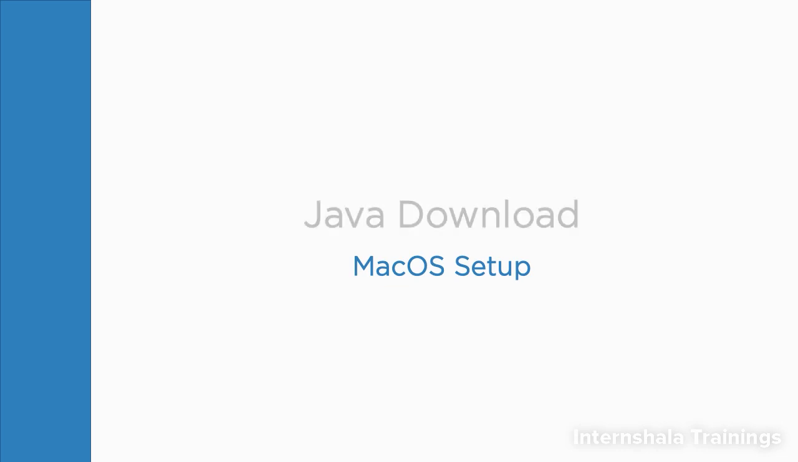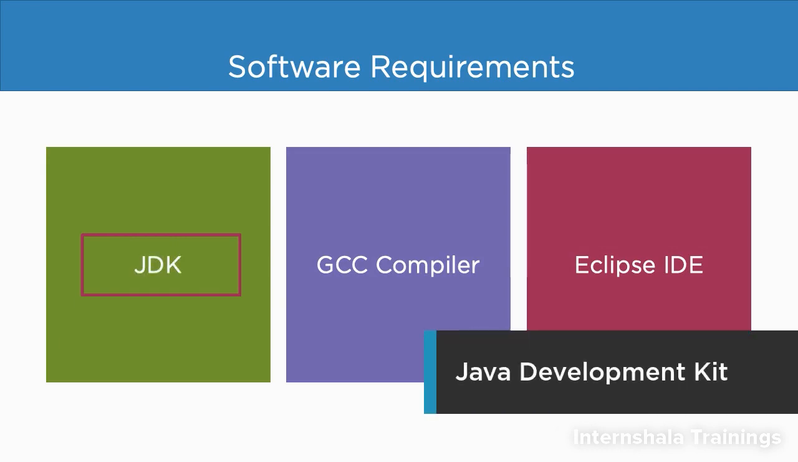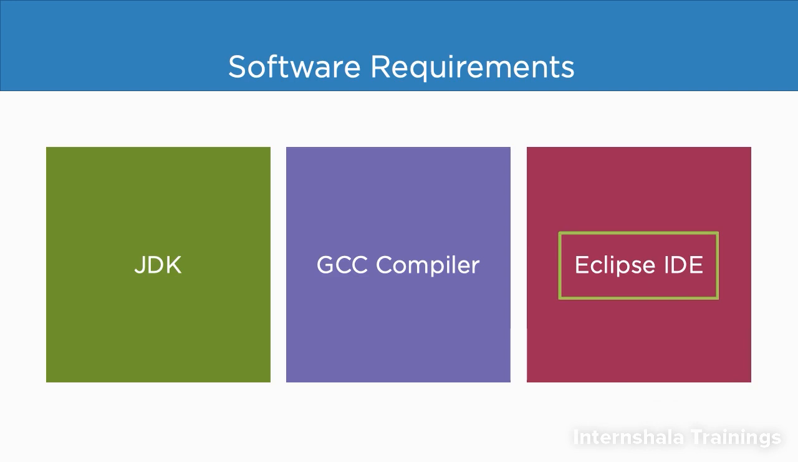So in this topic, we will download Java. Now to set up Java in your operating system, you need to download JDK. Well, JDK stands for Java Development Kit. So to run Eclipse in your system, you need to download and install this JDK. So let's get started.